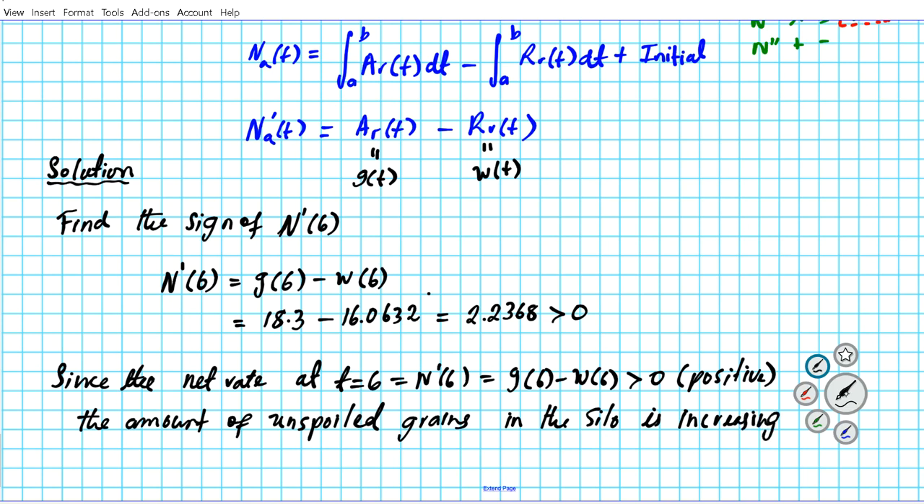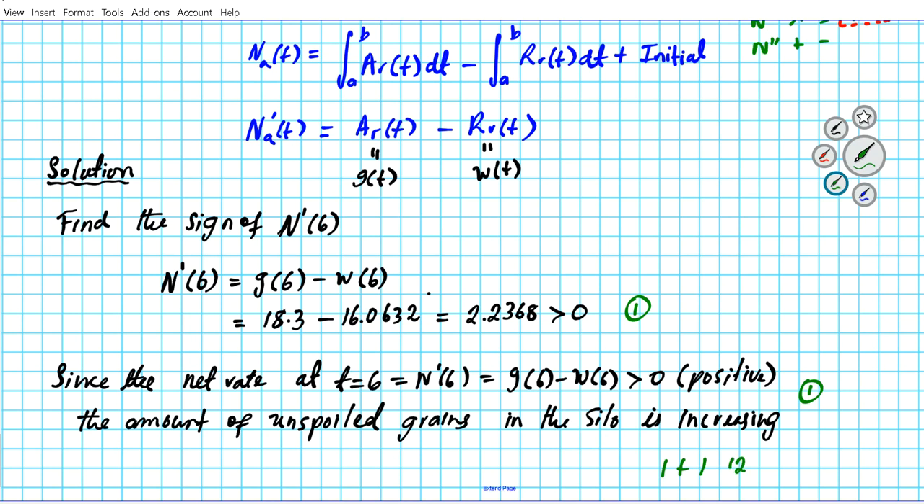All right, so this is a 2-pointer on the AP exam. Let's go ahead and talk about how you get the 2 points. You get the first point for figuring out that the net rate is positive, and then you get your second point for explaining your reasoning. How did you arrive at that conclusion? So for this particular problem 1D, you get a total of 2 points.